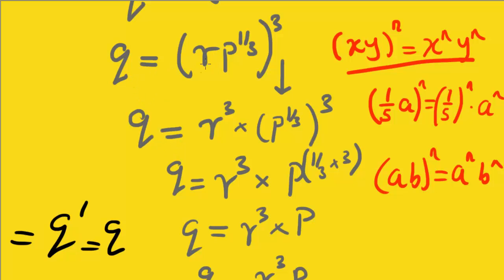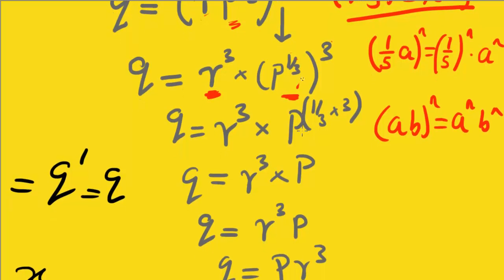So I have q equals this combo raised to the 3. So all I just did was raise r to the 3, which is here, and I raised p to the 1 over 3 to the 3. As you can see, p to the 1 over 3 to the 3. This is 1 over 3, by the way. That is all. So you just need to know the law and apply it. It's as simple as that. This is one of those things you have to memorize.